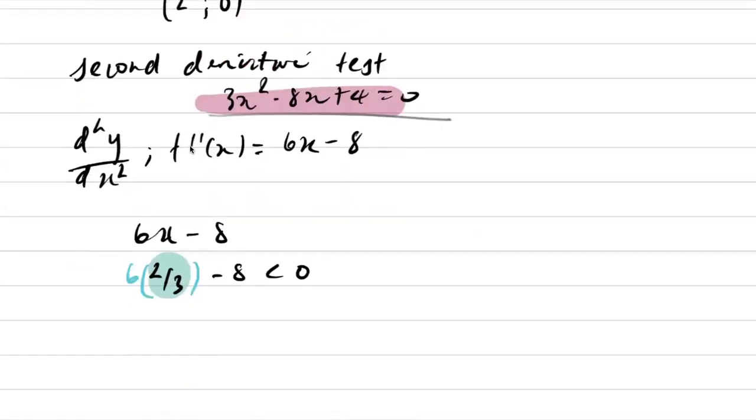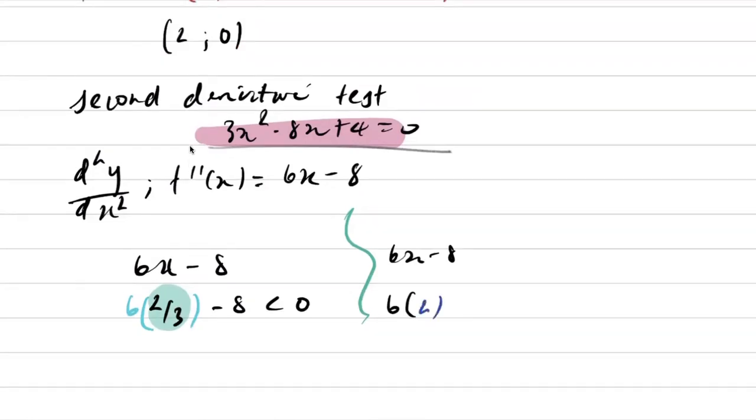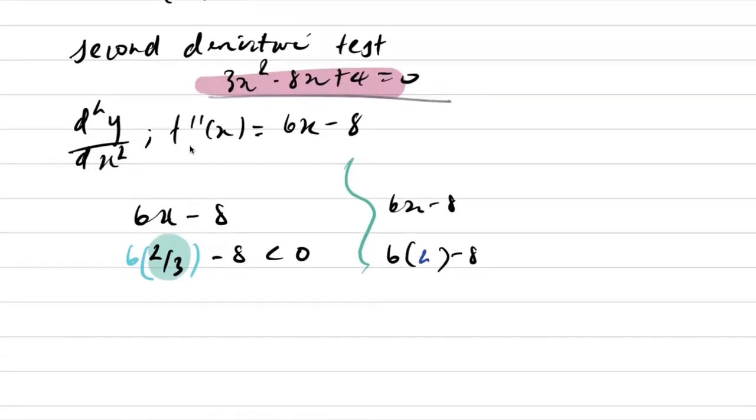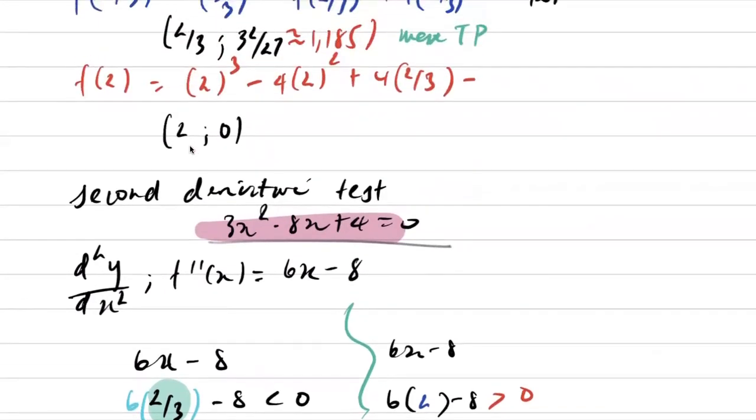Now, the other one, which is going to be 6, this time I'm going to input, remember, is a 6x minus 8. This time I'm going to input the value 2. It's going to give me a 12. And if I subtract 8, it's going to give me a positive number. That's all I'm looking for. If I'm getting a positive number, I'm going to interpret that to mean a minimum turning point.